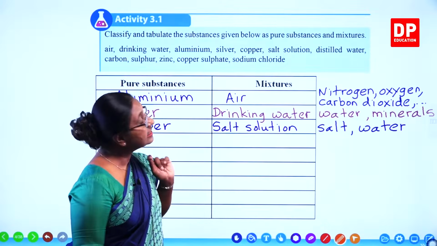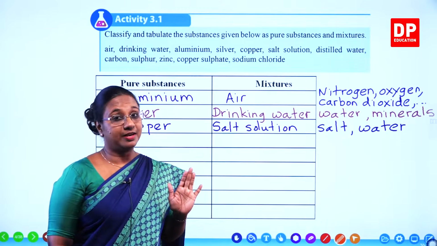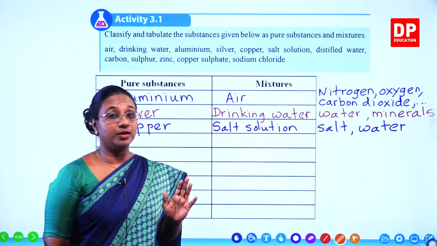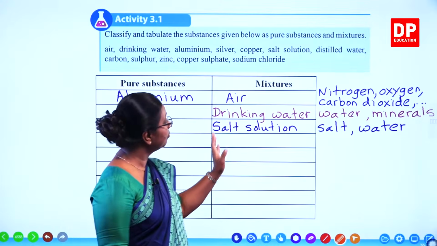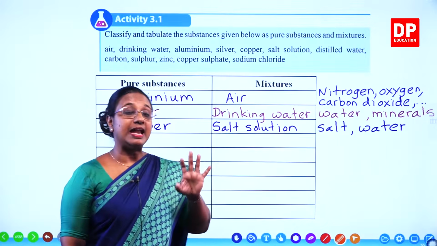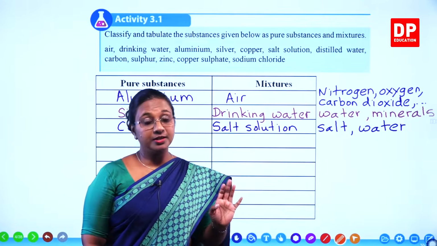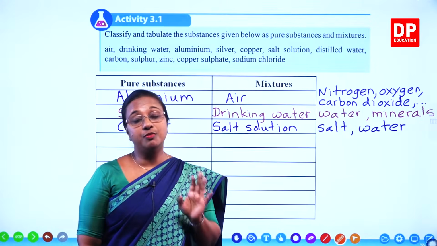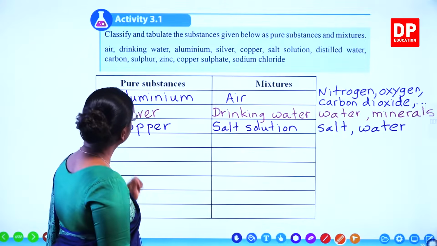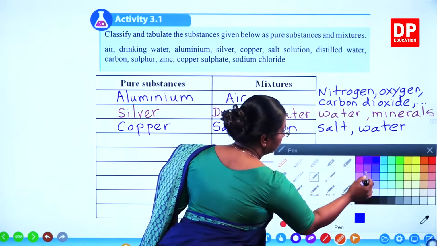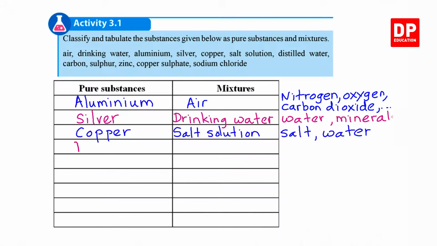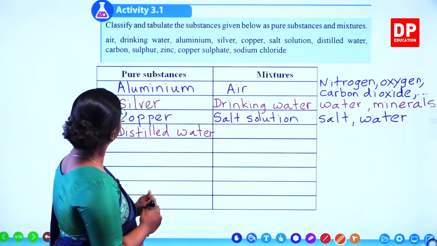Then, if we take distilled water, now that is different. Why do we say distilled water? There, we remove all these other minerals and other components from water. So, that is only pure water. So, that will come under pure substances. Distilled water. So, we have distilled water here under pure substances. Then we have carbon.